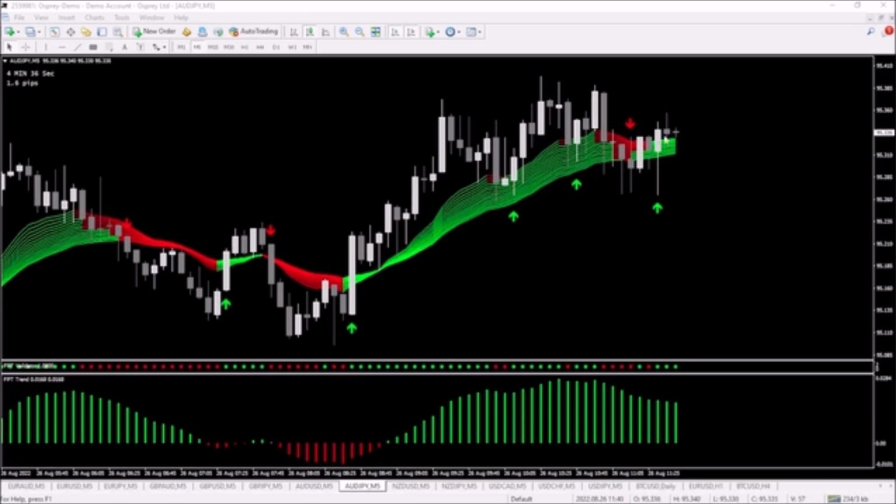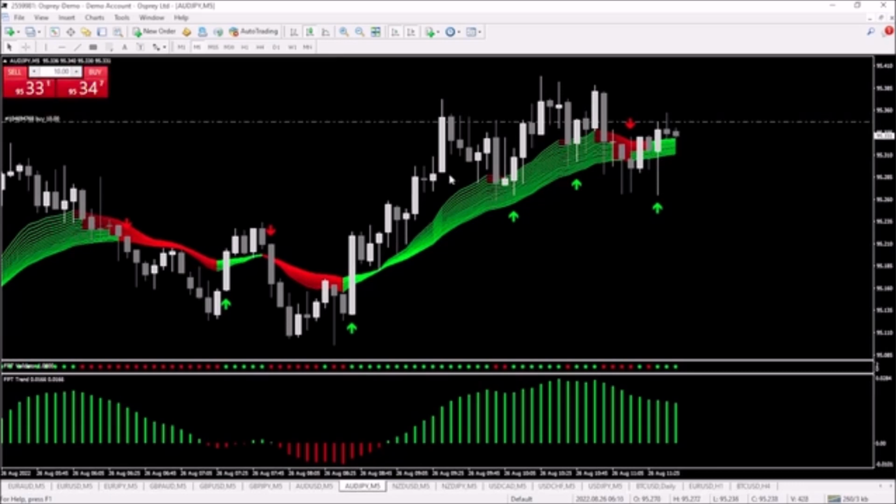Now we're looking at a little bit of a pullback, which is okay. It means we're going to get in at a great price. So with that being the case, I am going to get into the trade.